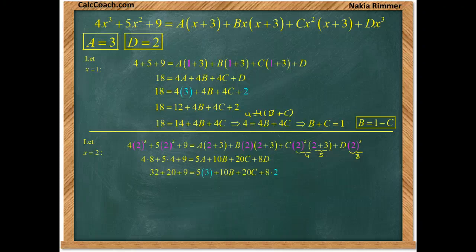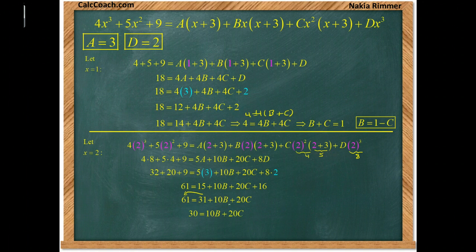32 and 20 and 9. We know that A is 3. We know that D is 2. Let's plug those in. It'll give us 15 for 5 times 3 and 16 for 8 times 2. And then putting the left-hand side together, that's a 61. We have a 32 and a 29, or a 42 and a 9, a 52 and a 9, however you want to do it. We get a 61. 15 plus 16 is 31. We can subtract that over and give us 30.